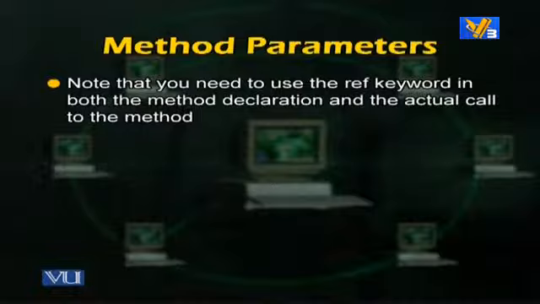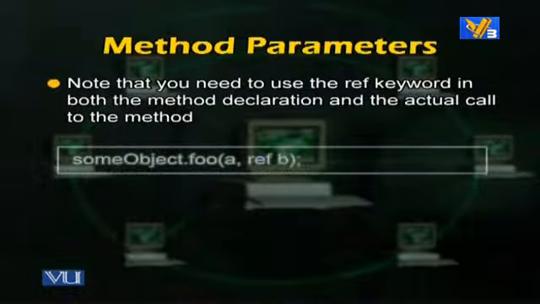So if we have this public void foo(int x, ref int y), that was the method. Now if we call this method, let's assume that it belonged to some object, so we say someObject.foo(a, ref b). A comma ref b, because the first one was by value and the second one was by reference. So we have to specify here also.